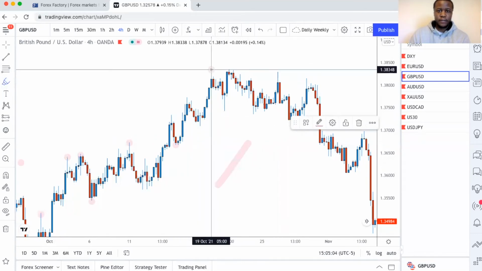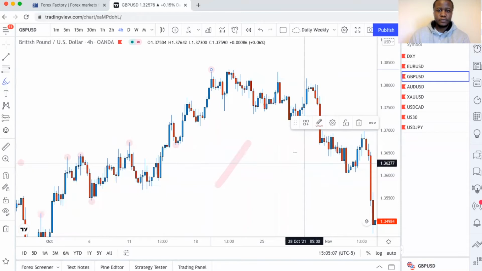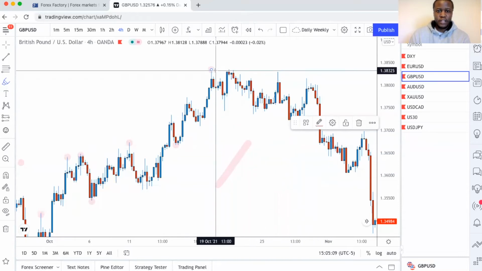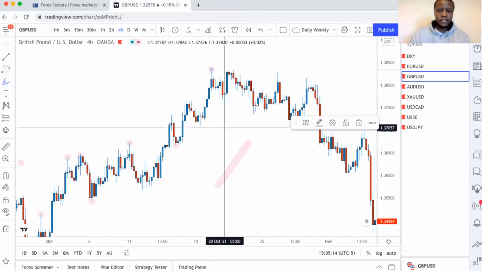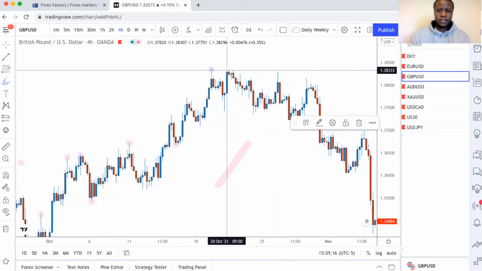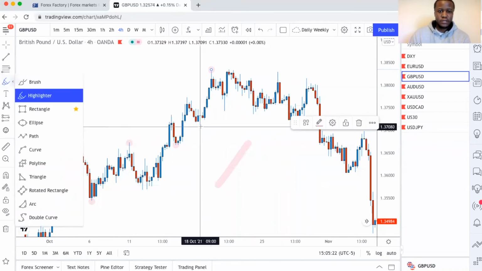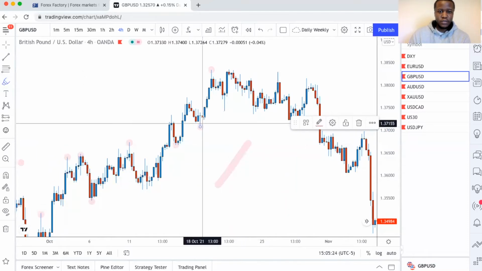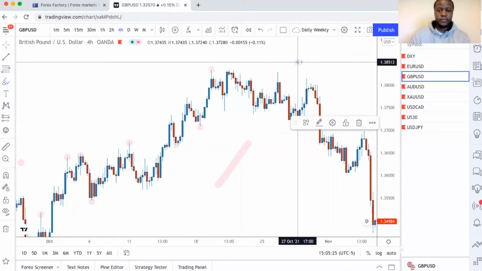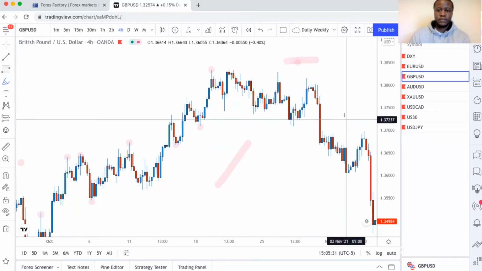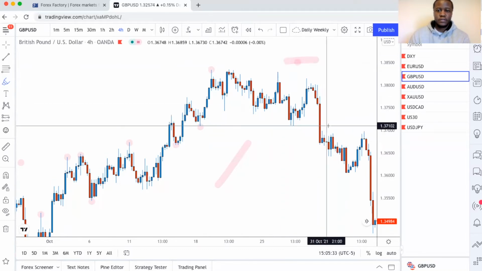Now that we're up here, nothing has broken this, right? This would be considered the last swing low right here. 1, 2, 3. So market structure is broken right here.